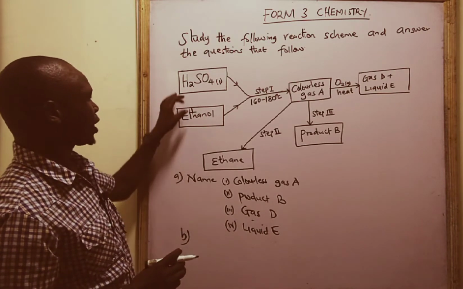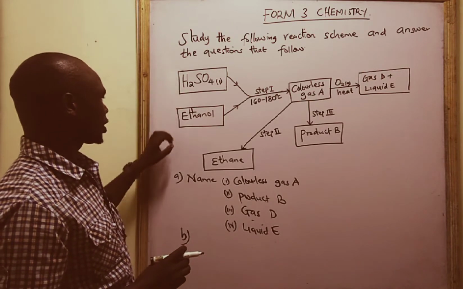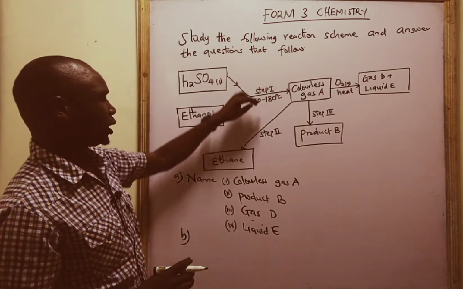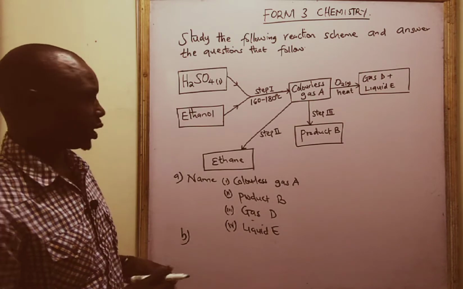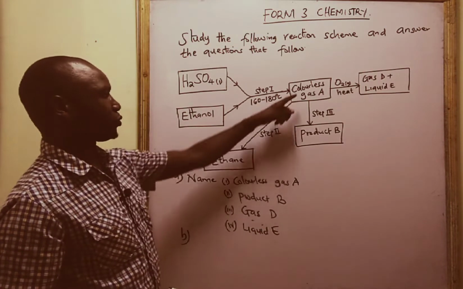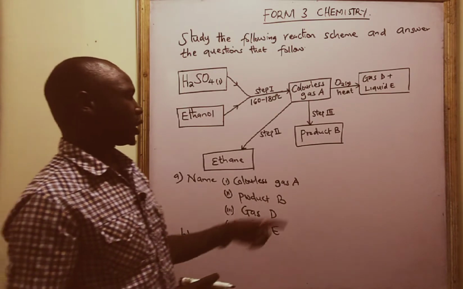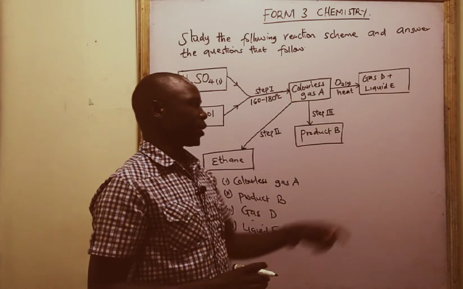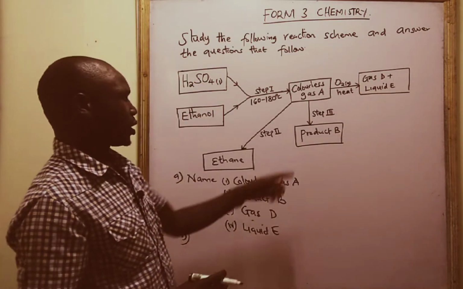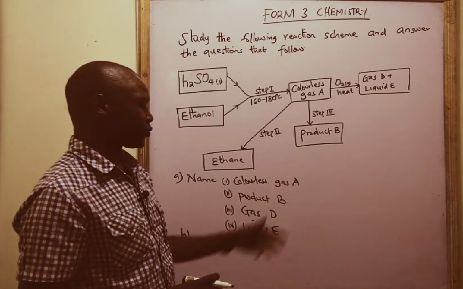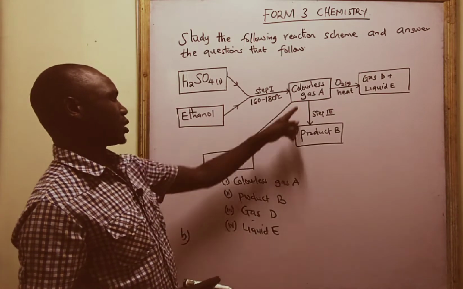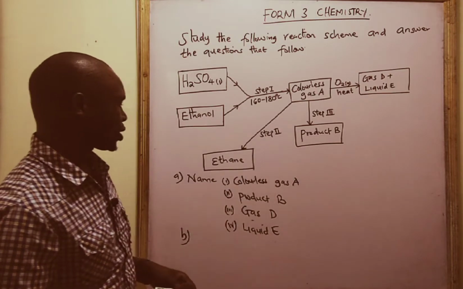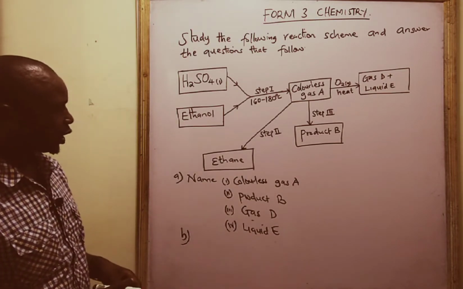And in this case, you realize we have concentrated sulfuric acid together with ethanol going through step 1 under the condition of the given temperature to form the colorless gas A. Then we burn the colorless gas A in air to give us gas D and liquid E. Then of course gas A undergoes step 3 to form product B, and the same colorless gas A goes through step 2 to produce ethane gas in that particular order.